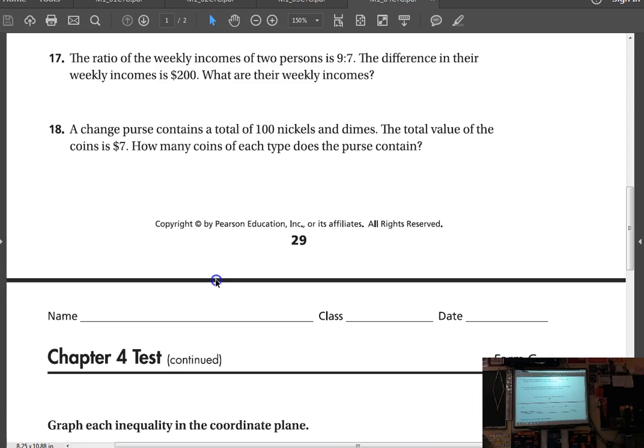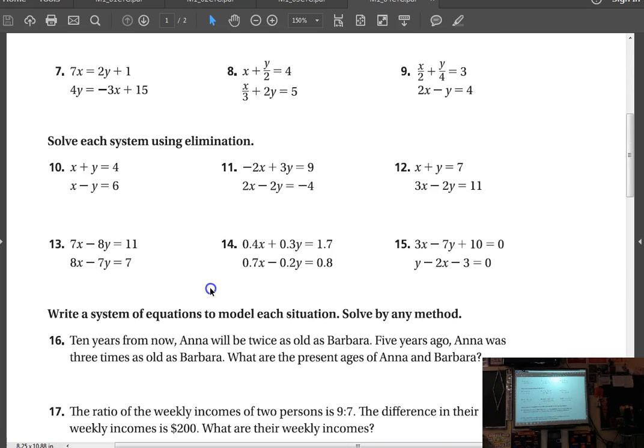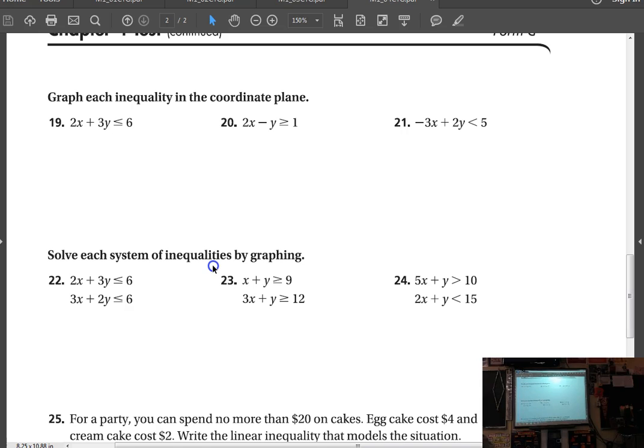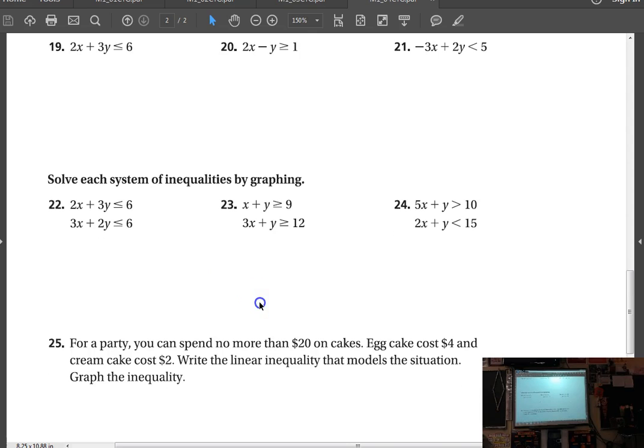All right, other question. Anything else from the front? Let's just do that. Anything else from the front? Back. Anything through 21? Up to 24?